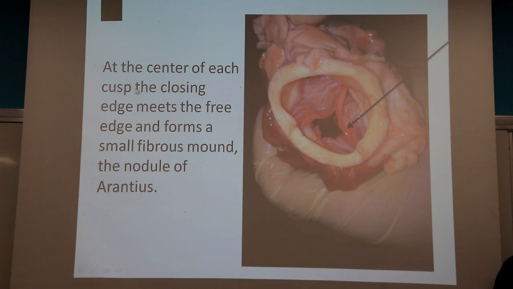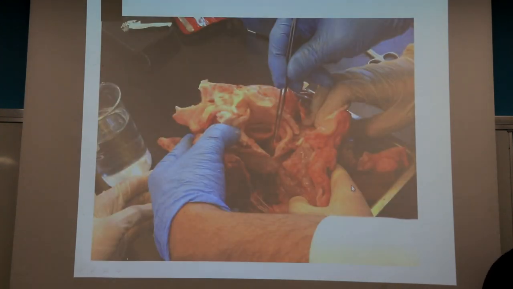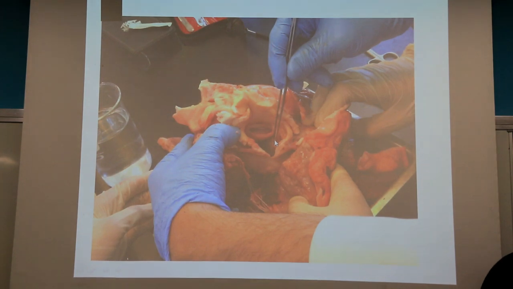At the center of each cusp, the closing edge meets the free edge and forms a small fibrous mold. It's called the nodule of Arantius. The nodule of Arantius here is 1, 2, and 3. Again, what I'm holding now is the nodule of Arantius.